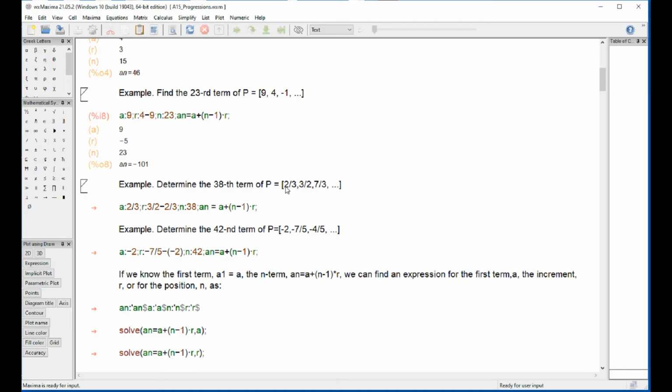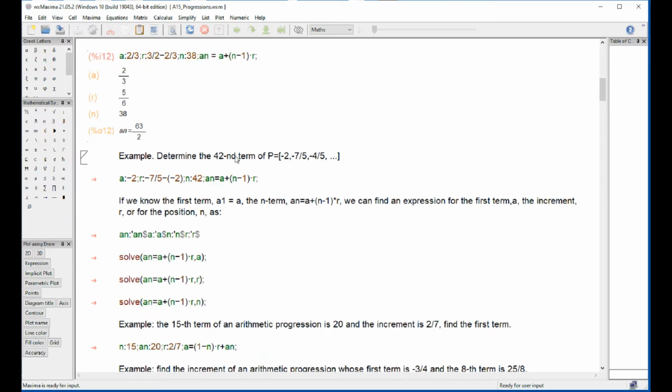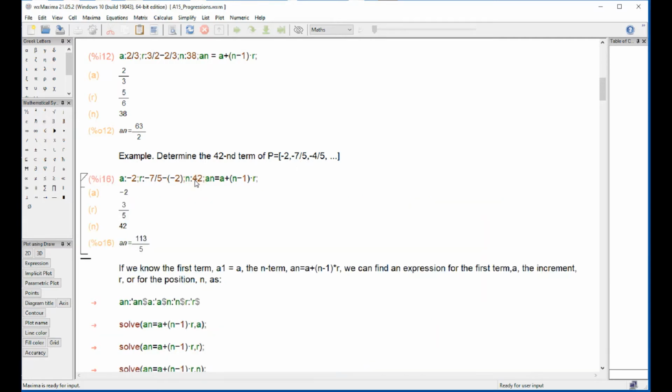Determine the 38th term in an arithmetic progression where the first term is equal to 2/3 and the second term is equal to 3/2, so the increment is going to be equal to 3/2 minus 2/3, and we're looking for the 38th term. The increment is equal to 5/6, and that term is equal to 63/2. Determine, for example, the 42nd term of this sequence. We have the first term equal to minus 2. The increment will be minus 7/5 minus minus 2, and we're looking for the 42nd term. That's the value of 113/5.